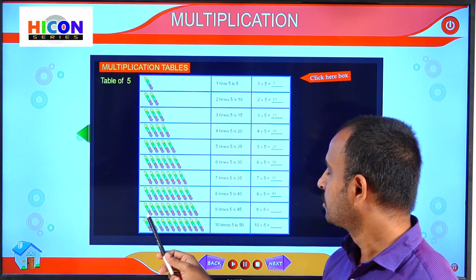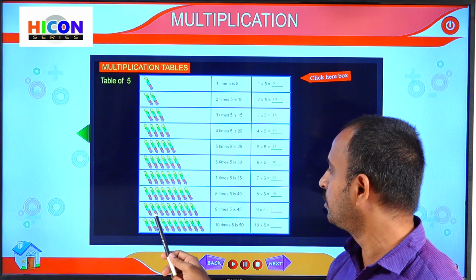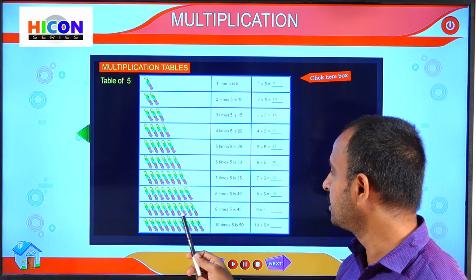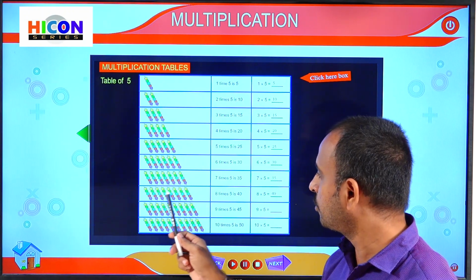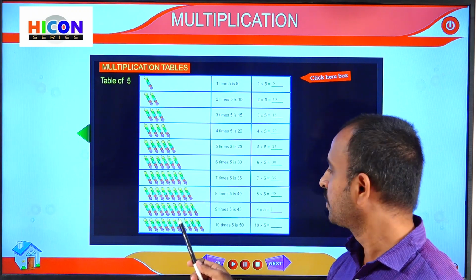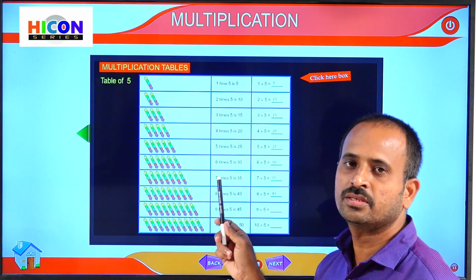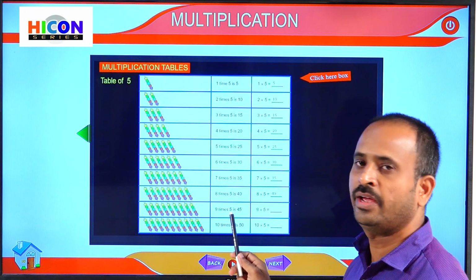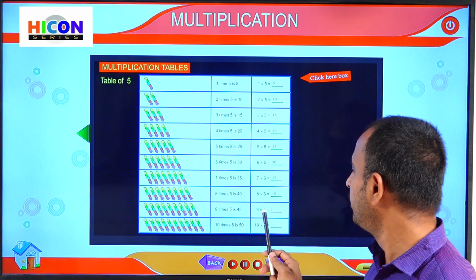See the next one. So children, how many groups of balls are there? 1, 2, 3, 4, 5, 6, 7, 8, 9. There are 9 groups of balls in total. Each group has 5 balls. That means 9 times 5, and it can be written as 9 into 5.